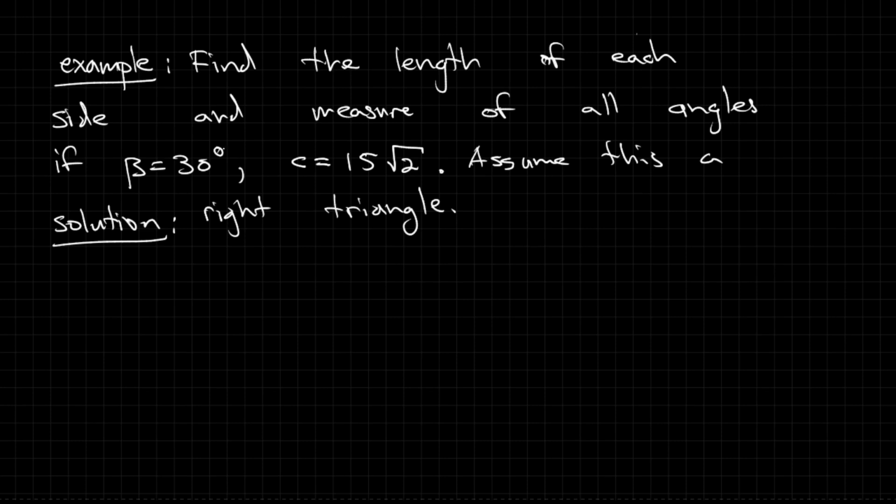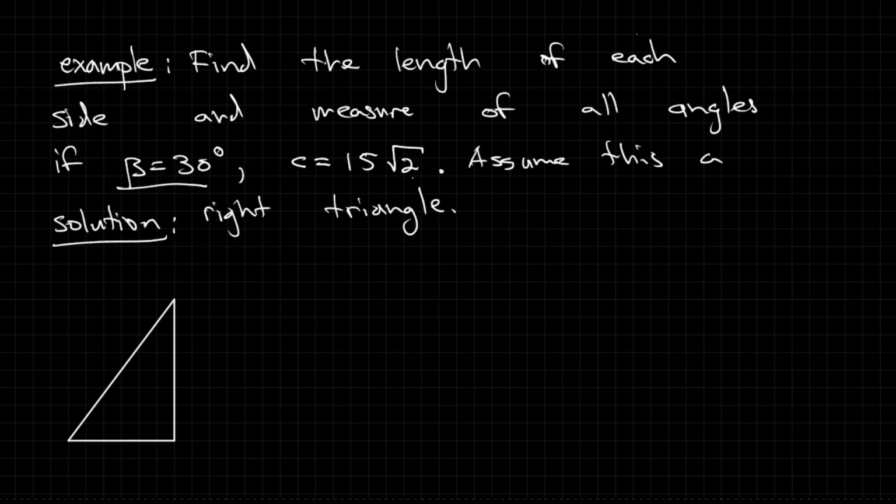So what we're given is the measure of an angle. We're actually given the measure of two angles. We're given the measure of this beta angle, and we're also given that there's a right angle as well. So we know the measure of two angles, and we know the length of one side. So let's go ahead and draw a picture of what this might look like. And your picture does not have to be to scale at all. In fact, I won't even make an attempt to make it to scale. That is, I won't attempt to make C equal to 15 root 2. I won't attempt to make beta look like 30 degrees. But of course I will label them correctly.